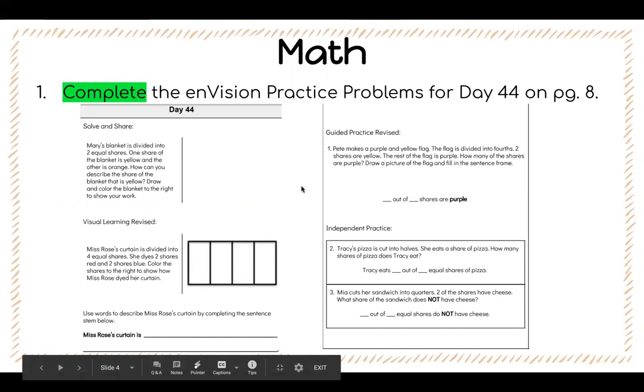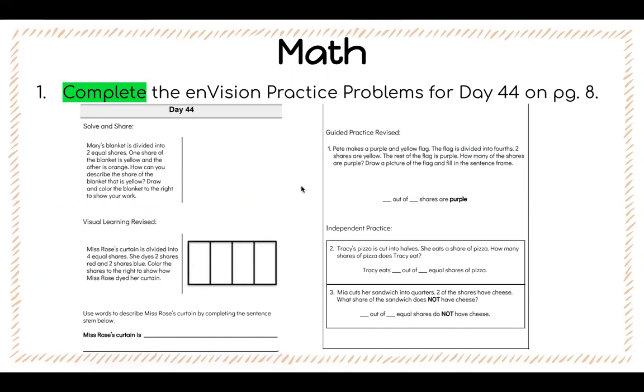Guided practice. Pete makes a purple and yellow flag. The flag is divided into fourths. 2 shares are yellow. The rest of the flag is purple. How many of the shares are purple? Draw a picture of the flag and fill in the sentence frame. So if you don't have enough space here to color and draw, go ahead and do it in your math compositional notebook and then answer the question here. So blank out of blank shares are purple.